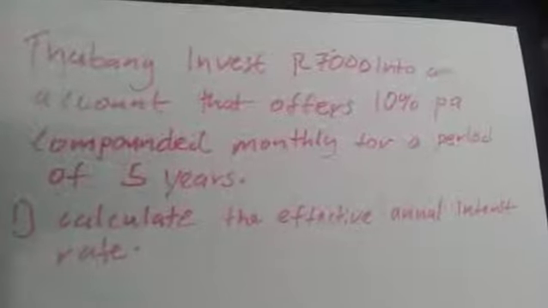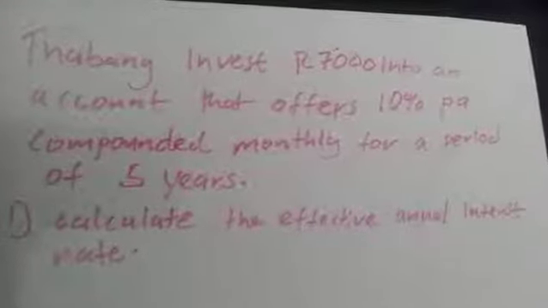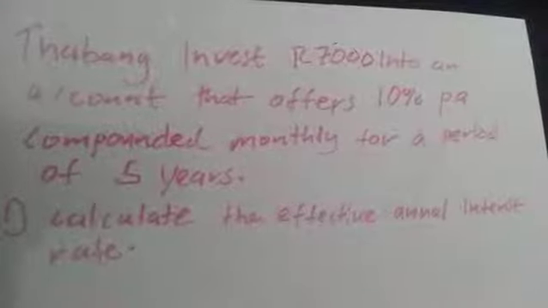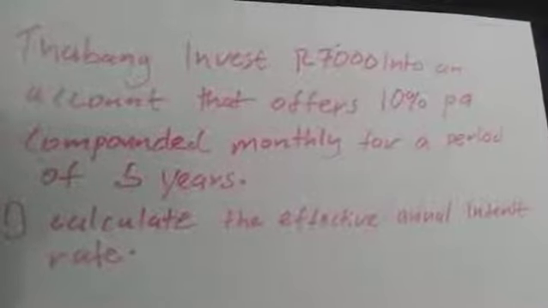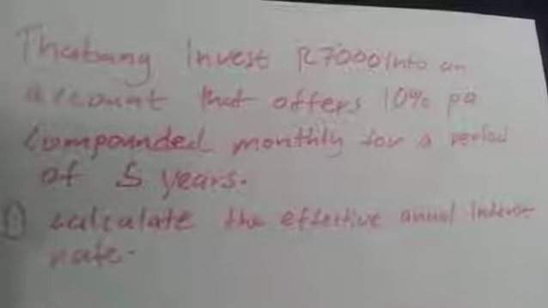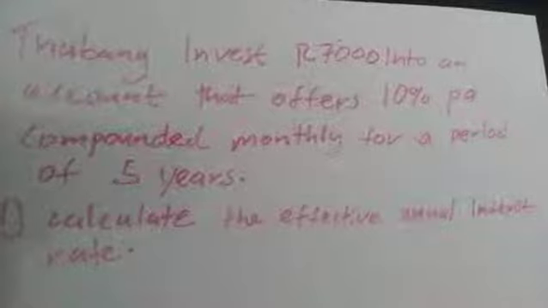Alright, here is a question. They say Tabang invested 7,000 into an account that offers 10% per annum compounded monthly for a period of 5 years. Then they asked us to calculate the effective annual interest rate.